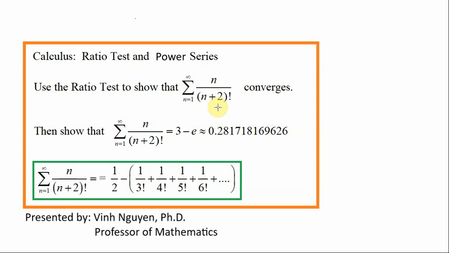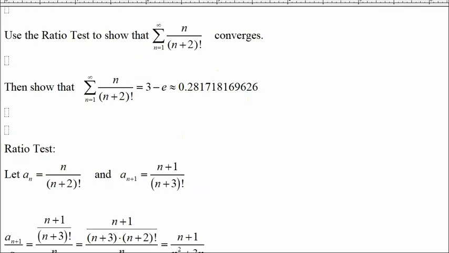Here we have the infinite series with the expression n over (n plus 2) factorial, and I'm going to use the ratio test to show that this series converges, and then also show that the series converges to 3 minus e. So let a sub n be the expression n over (n plus 2) factorial.